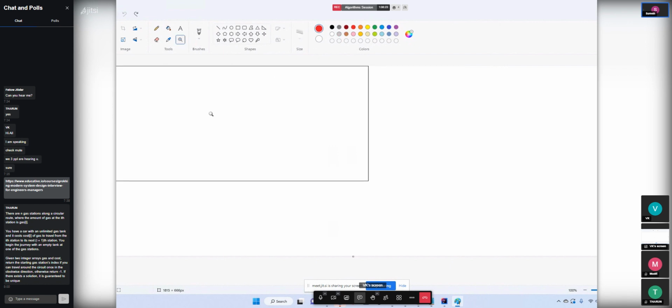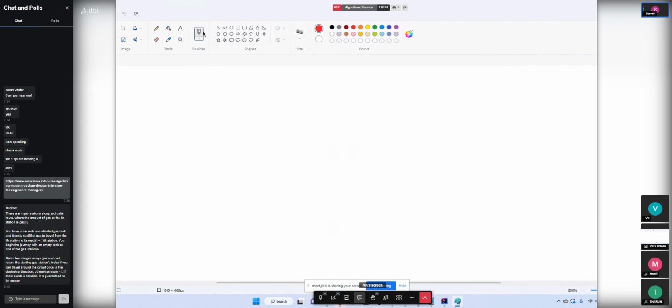Gas station. So the inputs are basically the gas stations 1, 2, 3, 4, 5. Every station has S0, S1, S2, S3, S4. Now the gas available is 1, 2, 3, 4, 5. Now the cost from S0 right?